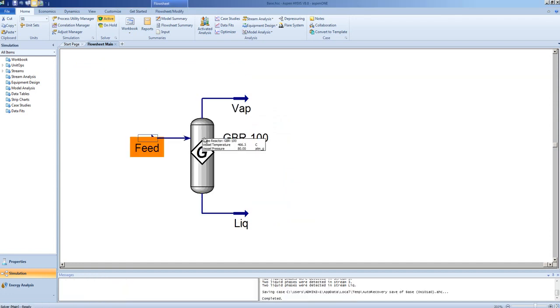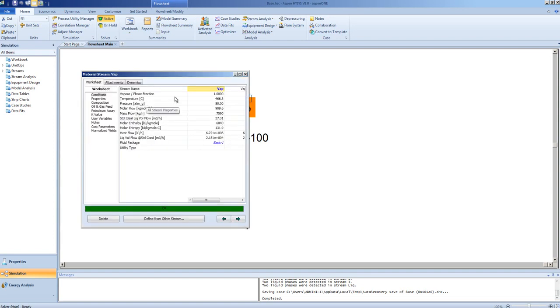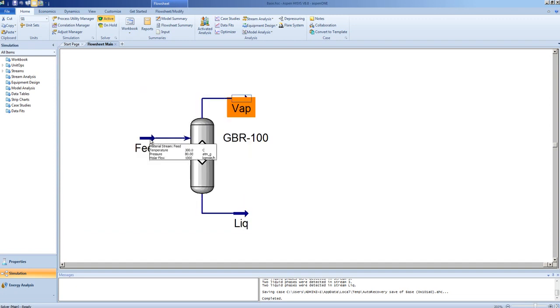Note that without specifying any reactions, the Gibbs reactor has solved and it has predicted an outlet temperature of 466.3 degrees Celsius. And the reason it has done that is because although you fed in at 300, it predicts an exothermic reaction is taking place, or multiple exothermic reactions are taking place. And basically it knows that the temperature exiting based on the energy balance around the vessel will be higher.